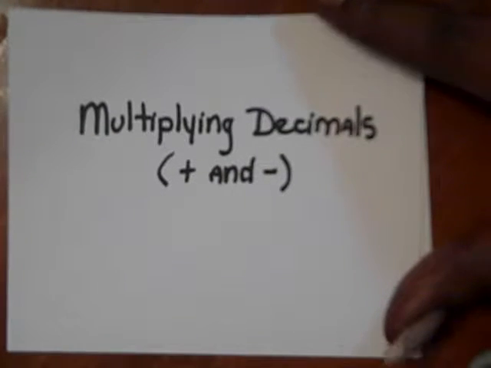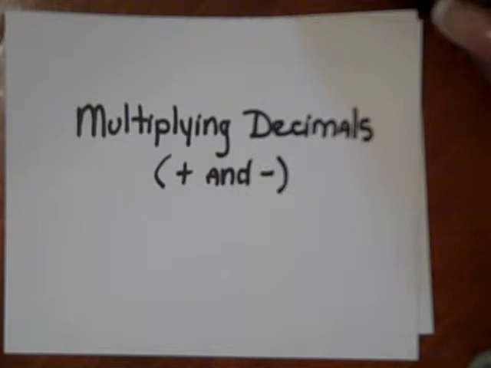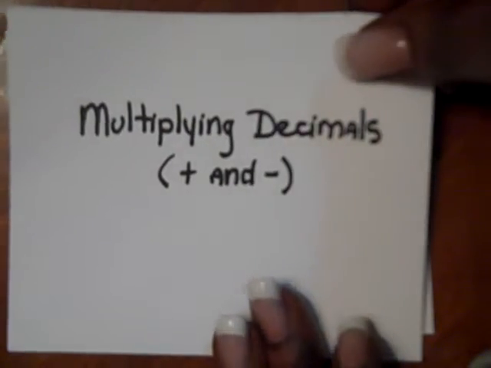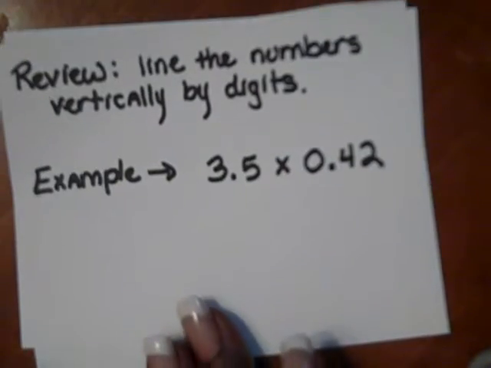Okay, so now we are going to talk about multiplying decimals, something that should also be familiar to you. But the only difference this year is that the decimals will be either positive or negative. So let's take a look at those types of problems.